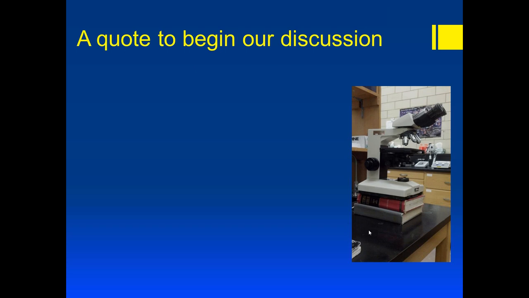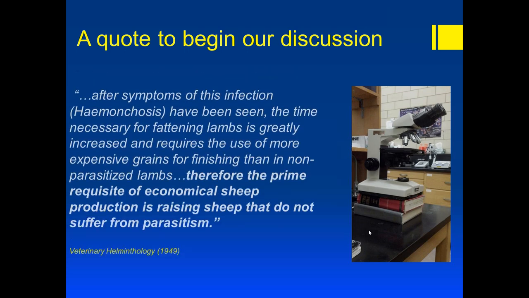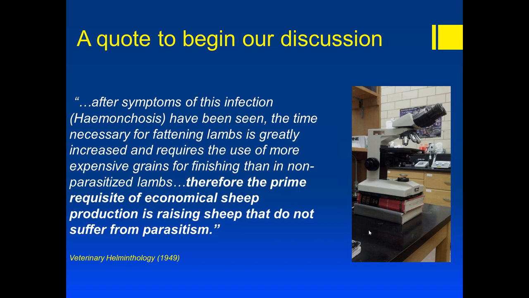I found myself fast-forwarding to the part where they're talking about Haemonchus and some sheep. And I found this really interesting quote, and I've used it quite a bit. I think it's a nice look backwards. So I just want to read through this and see what you think about it. After symptoms of this infection, and they're talking about haemonchosis, have been seen, the time necessary for fattening lambs is greatly increased and requires the use of more expensive grains for finishing than in non-parasitized lambs. Therefore, the prime requisite of economical sheep production is raising sheep that do not suffer from parasitism.